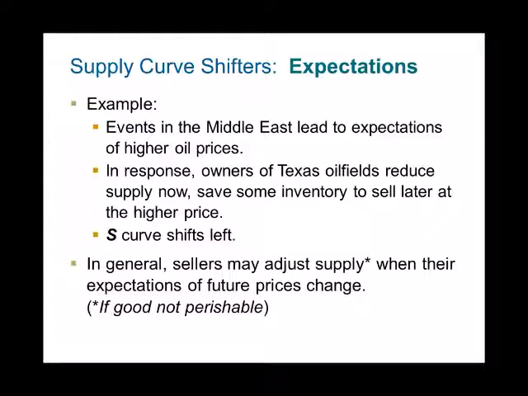So in general, sellers adjust supply when their expectations of future prices change. Again, if I'm a seller and I expect the winter to be very cold, then I'm not going to sell any winter clothes during fall. I'm going to hold on to them and wait until winter comes. So that's going to reduce supply of winter clothing in the fall.